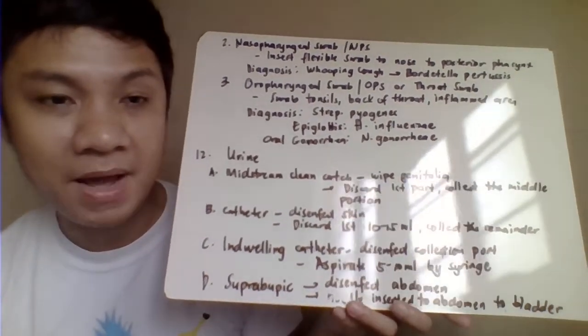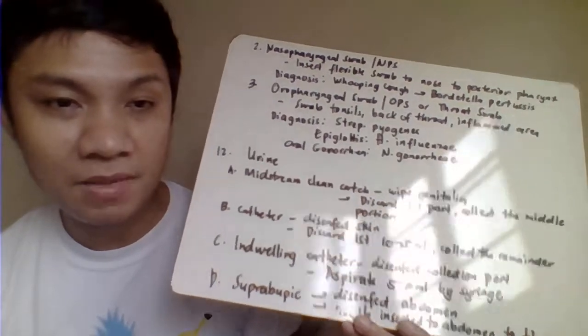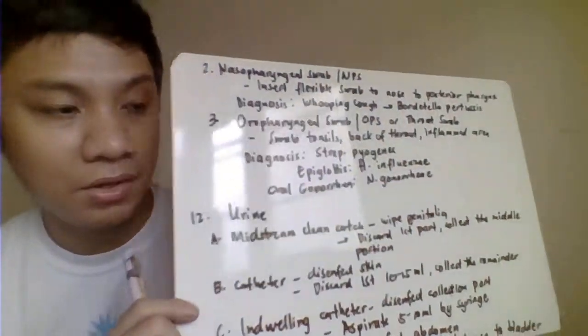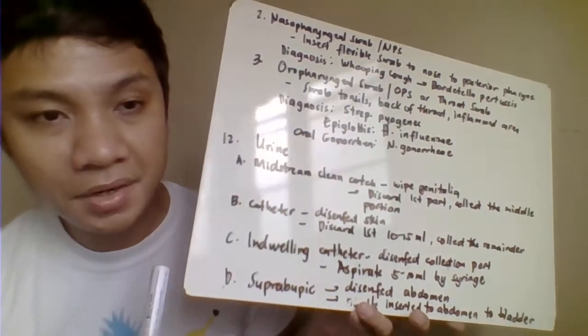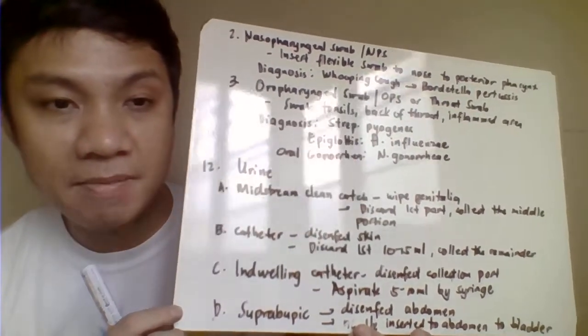So, it's being done by depressing the tongue of the patient. So, i-depress natin ang tongue niya, ganon. With your tongue depressor and try to collect. Okay, doon. Okay, try to collect here the tonsils or try to swab the tonsils or the back of the throat, doon sa likod. Or you could also collect here the inflamed area.